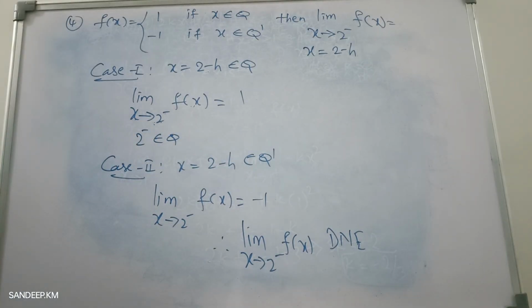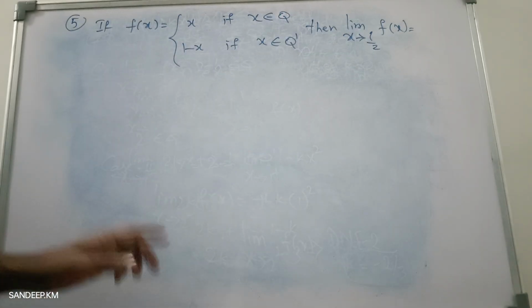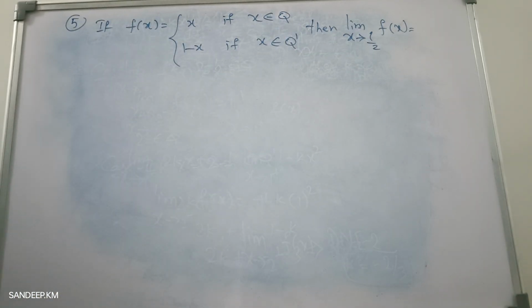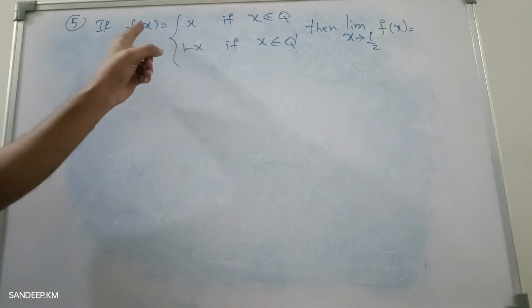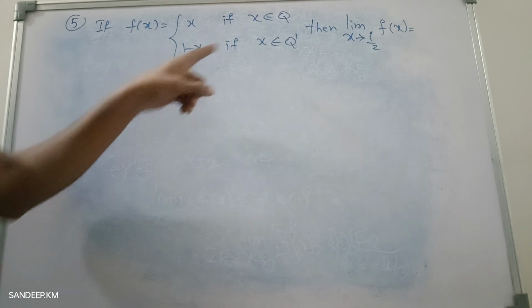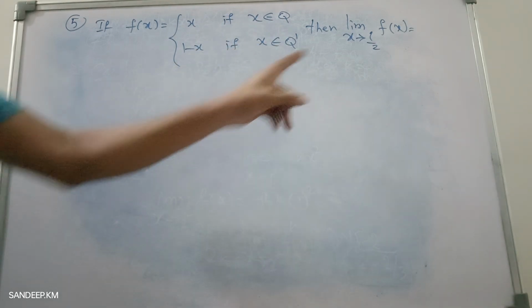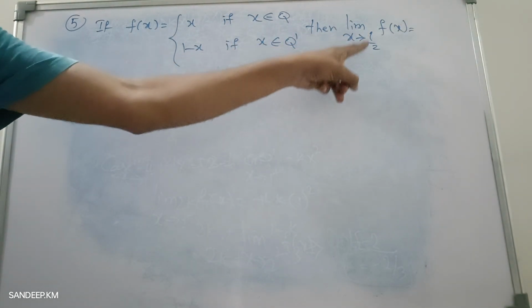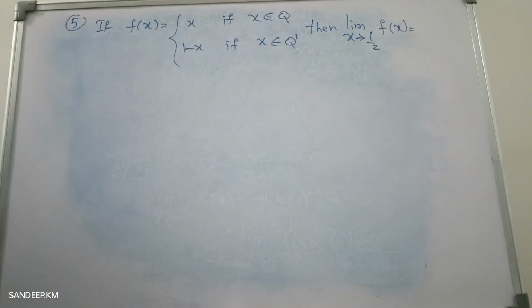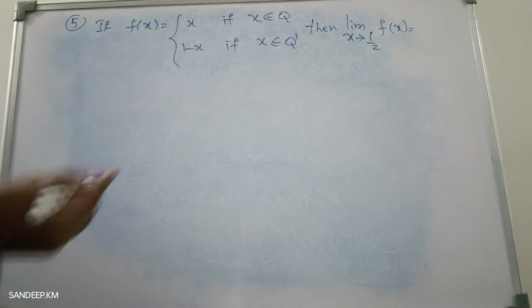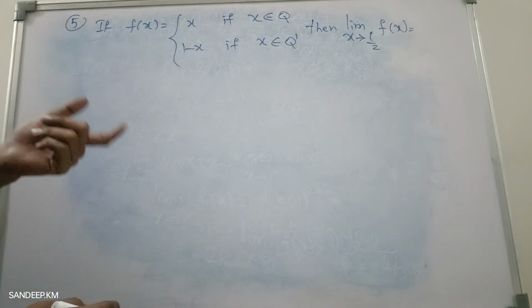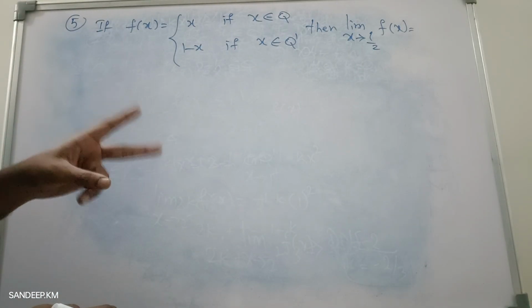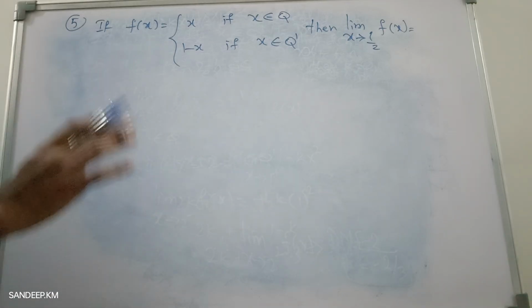Okay, now let us answer the next question, which is of the same model. Here is our next question. If f of x equals x when x is a rational number, and f of x is 1 minus x when x is an irrational number, then they are asking us to find limit x approaches 1 by 2 of f of x. Fine. To find it, first of all, let us find LHL. Again, just like in the previous question, to find LHL there are two cases.